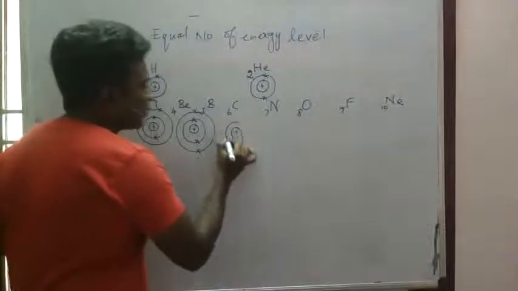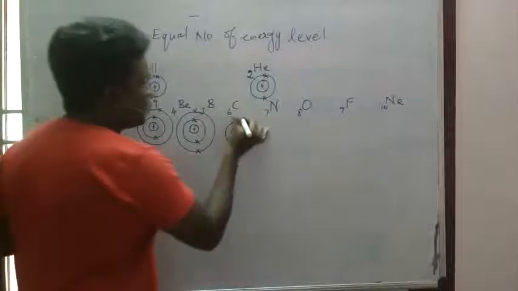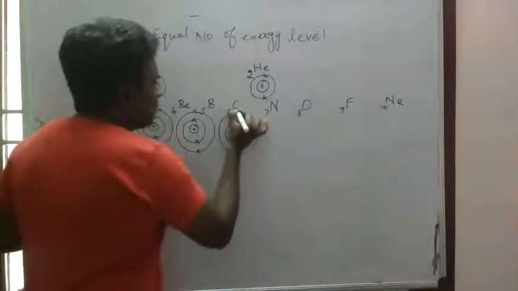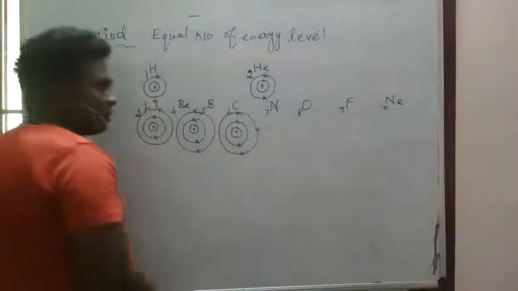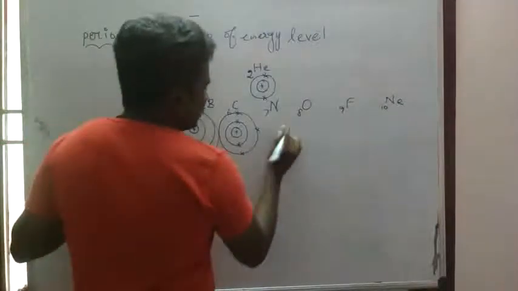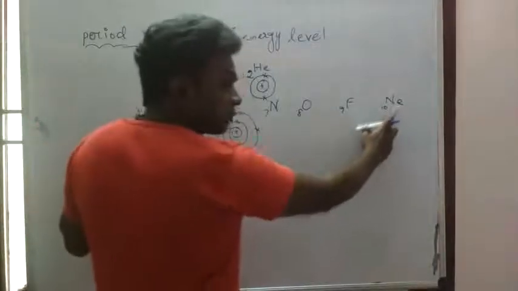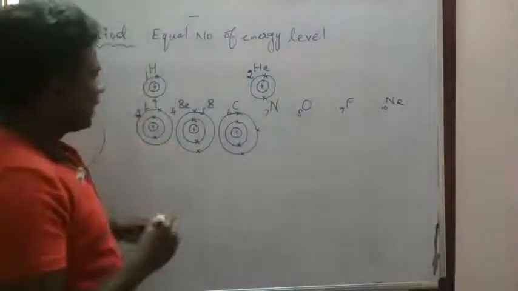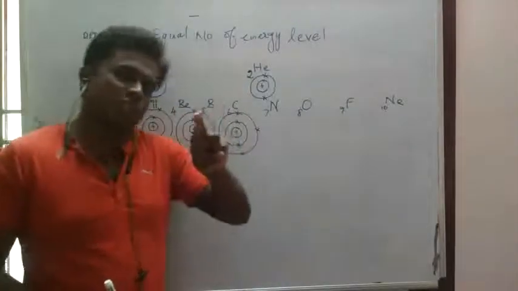Same if you come to boron. Boron has 5 electrons. First 2 electrons fill the first shell, and the remaining 3 electrons go to the second shell. Same from lithium to neon, every element will have two shells.